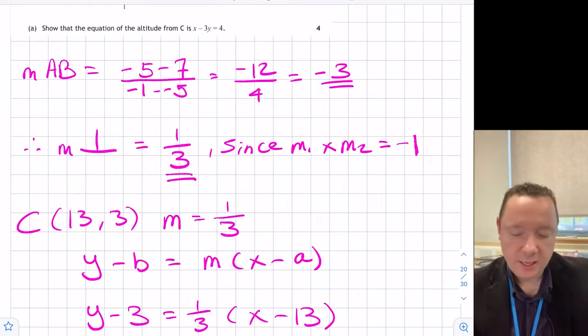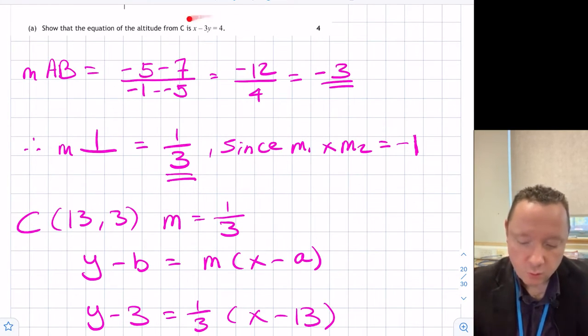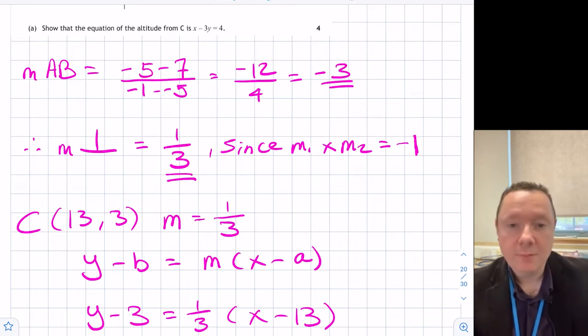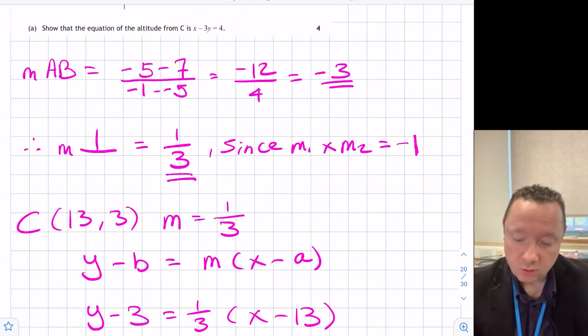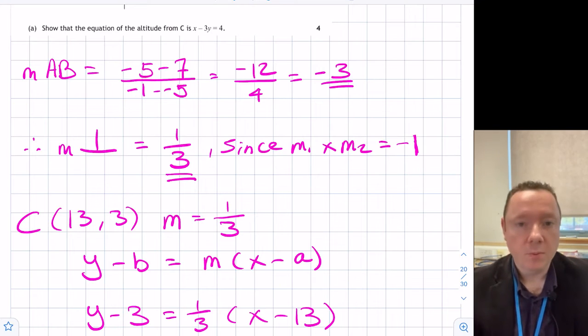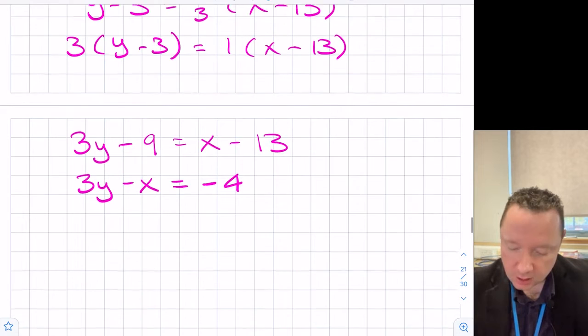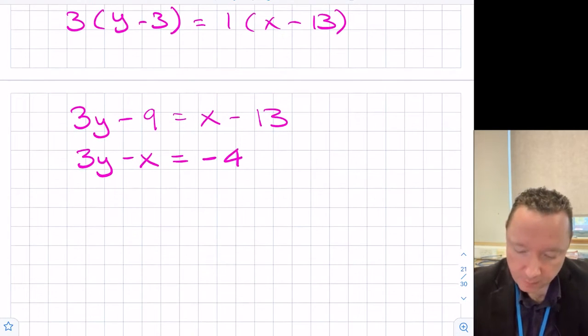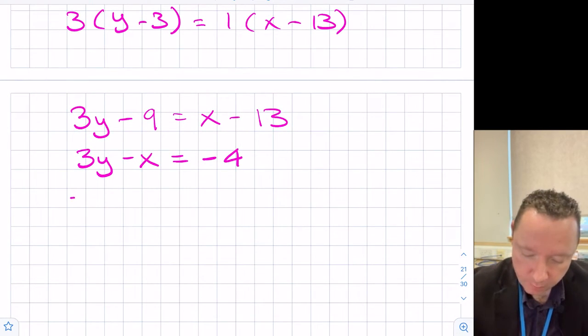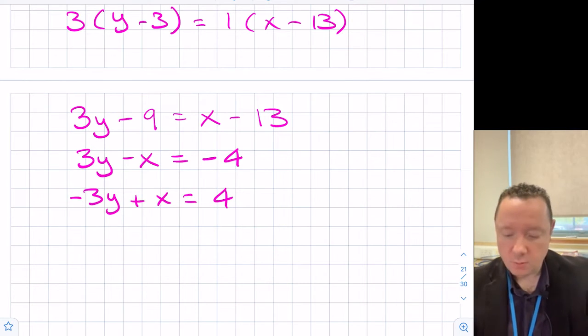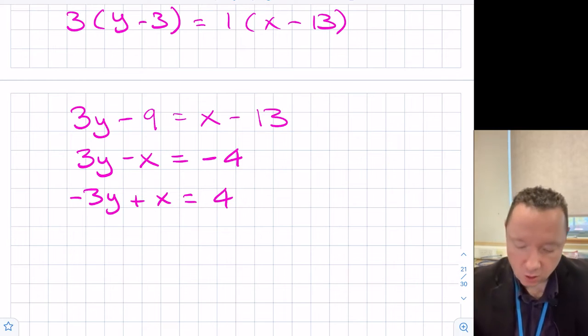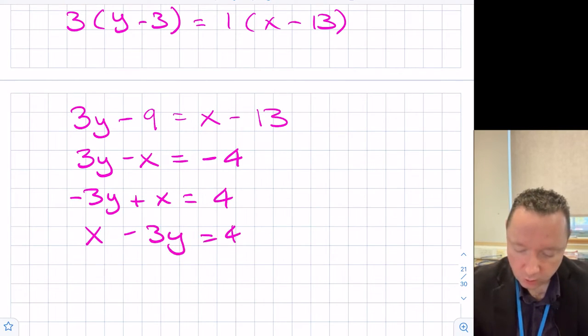You might be thinking you've made a mistake here. No, it's just that they've moved everything over to opposite sides, and I always have to times everything by minus 1. As long as you've got your x, your 3, and your 4, you've probably done it correctly. So let's just tidy that up to make it 4. So last step, that's going to be minus 3y plus x equals 4. Just moving everything over to the opposite sides, or to make it look the way they did, x minus 3y equals 4 as required.